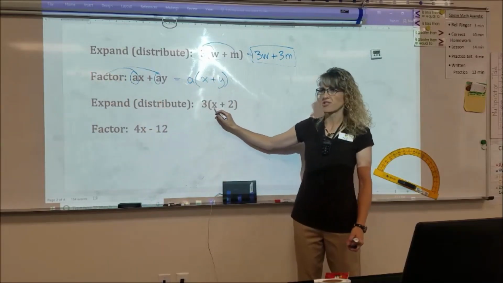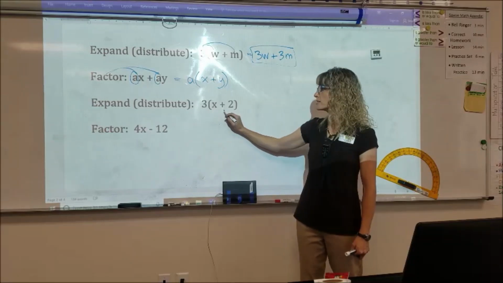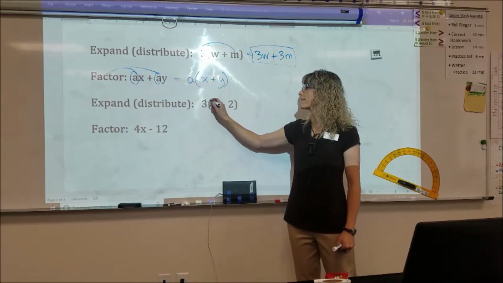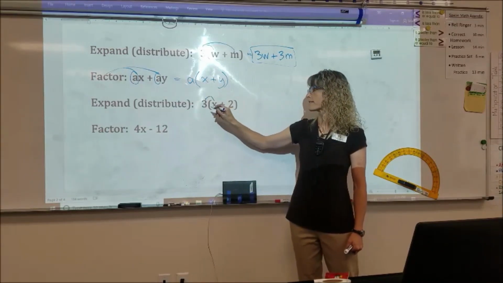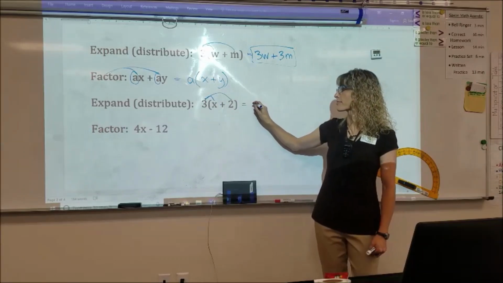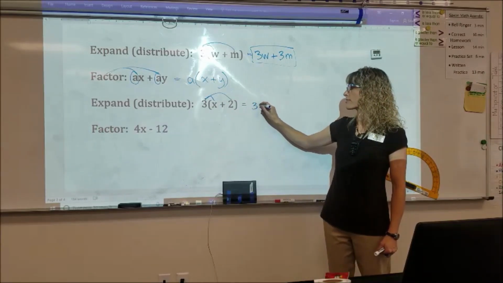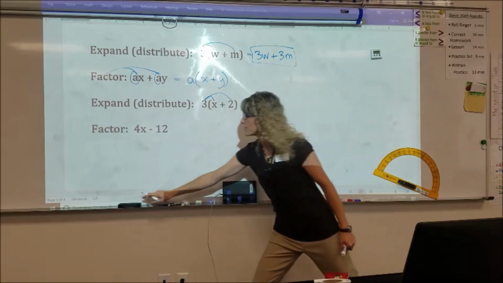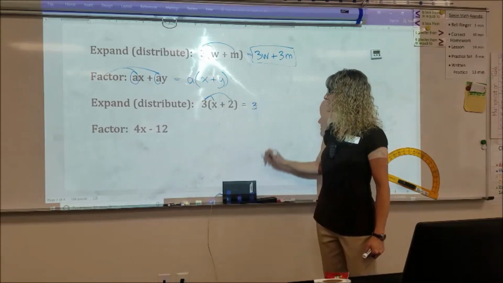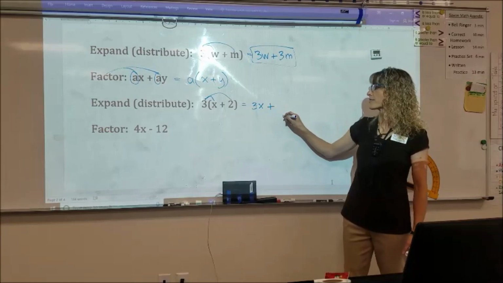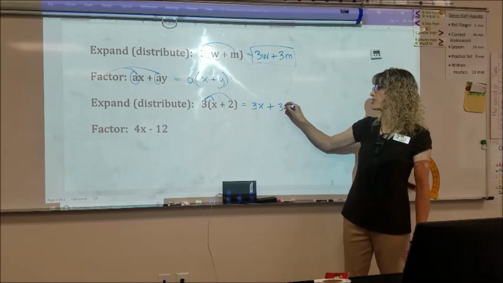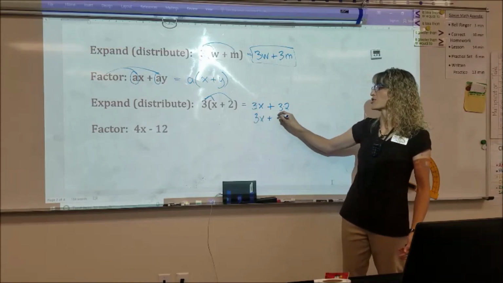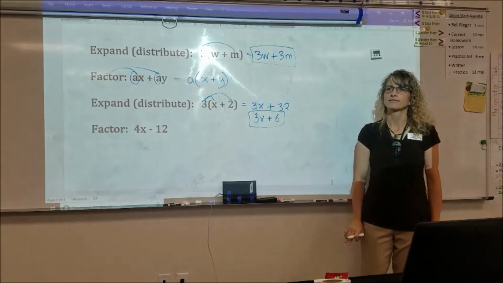Okay, good. Now let's distribute this one. How about Preston? Keep it simple. 3x, good, plus 3 times 2, right? Some of you in your mind already knew the next step. And if you're getting it right, I'll let you skip this step and just say 6. And you're done. Okay, very good.